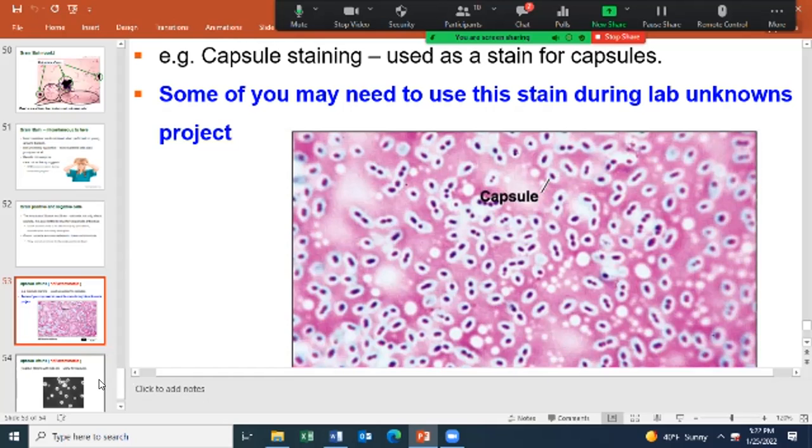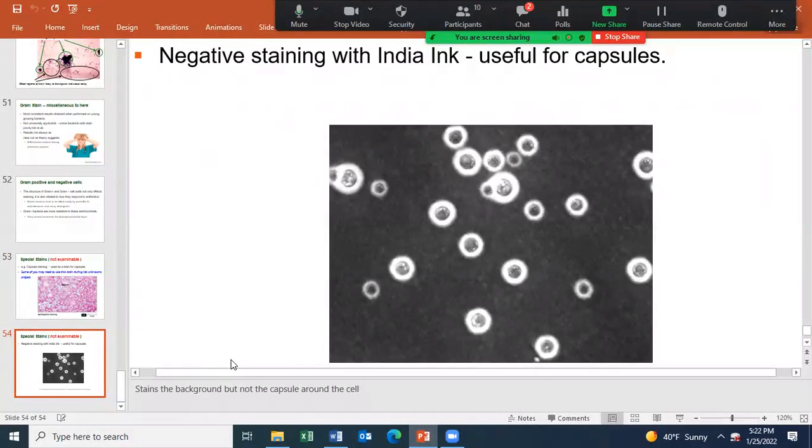You need to know this because this is India ink, a negative stain, which stains the background of the cell, and it stains the cell very lightly. And then the capsule isn't stained. I want to talk about this stain, the capsule stain, because you may need this stain to perform your unknown test. Some of you will, some of you won't. Any questions about any of that?